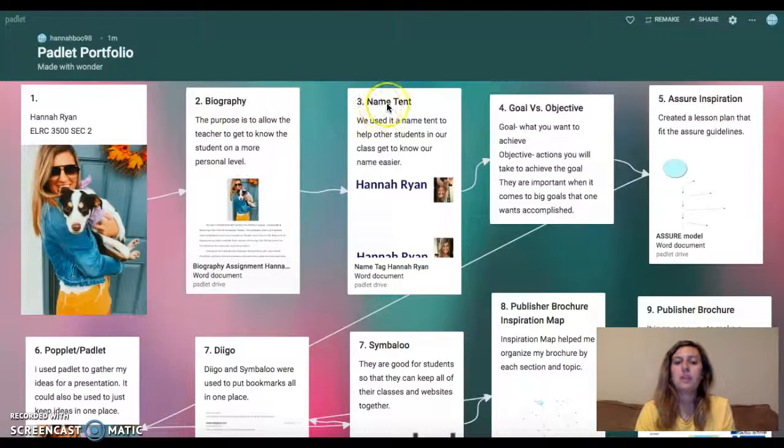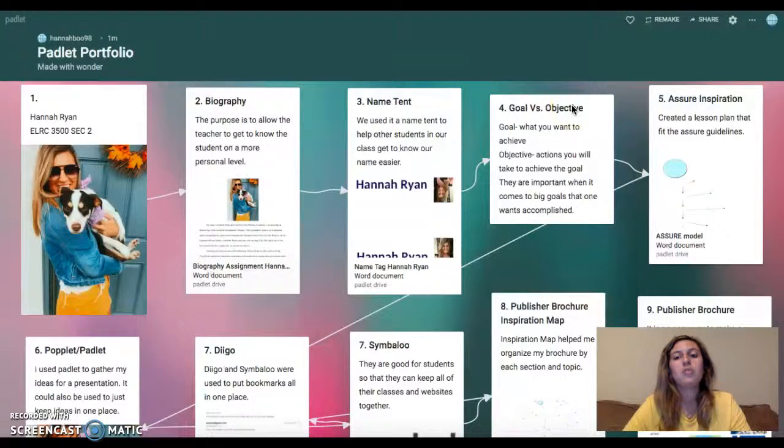Next, we created a name tent, and this was used to help other students and the teacher learn our names faster. And it also had a picture of us on it so that they could put our names and our faces together. Next, we learned the difference between a goal and an objective.